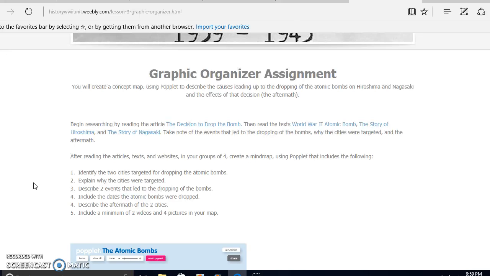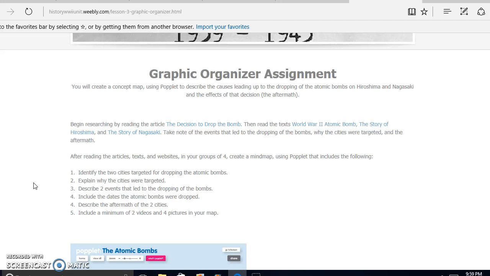For Lesson 3, students will be creating a graphic organizer using Popplet. They're going to describe the causes leading up to the dropping of the atomic bombs on Hiroshima and Nagasaki and the effects of that decision, or the aftermath. Students will create a concept map of the events that led to the atomic bomb attacks on Hiroshima and Nagasaki. They will do this after reading the articles, texts, and websites in the groups of 4.